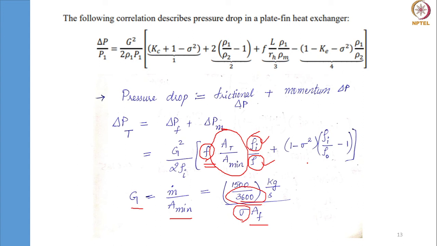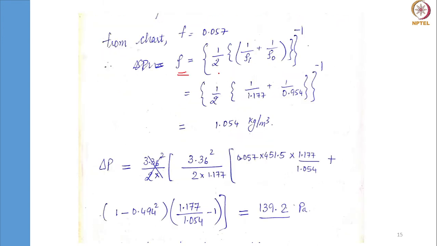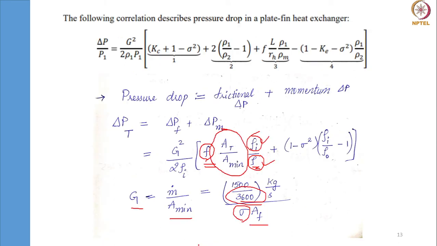So I calculate rho as the harmonic mean. So rho is given as 1 by 2 of 1 by rho I plus 1 by rho O, whole to the inverse. So it's a harmonic mean. So I get rho as 1.054 kg per meter cube. So this rho value I am going to plug in here. Can you please find out what the total pressure drop is now? All values are known. I'll give you half a minute to see if you are getting the pressure drop in reasonable limits.